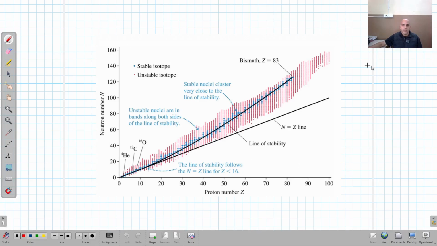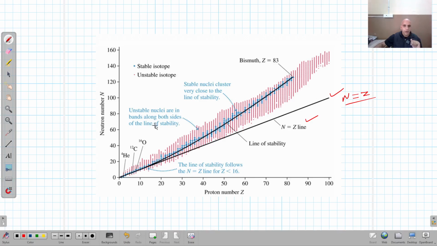You can see from here what I was saying. This line is the line that is N is equal to Z. It is written here, right? But you can see this line is only valid up to this point when Z is equal to 20. It is written, the line of stability follows N is equal to Z for Z less than 16, or we can take Z less than 20. I told you, but this is the actual situation.